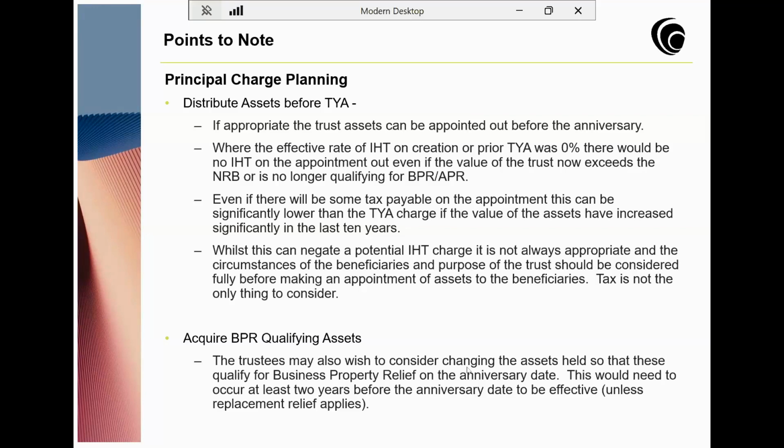It's also possible, a lot more time in advance, to plan if you acquire some business property relief qualifying assets, such as AIM shares, more than 2 years before the anniversary, because if they're held at the 10-year charge date, then you have relief for that.